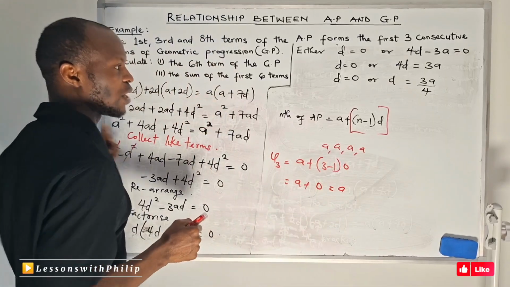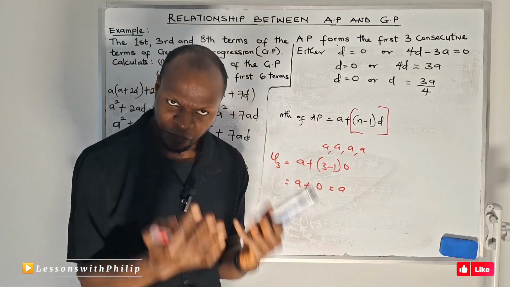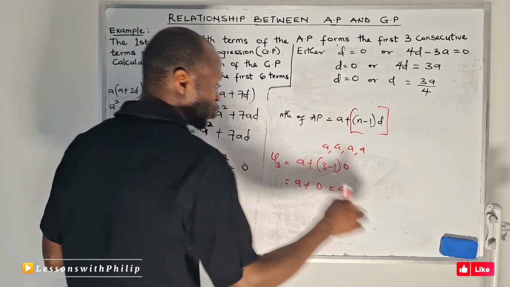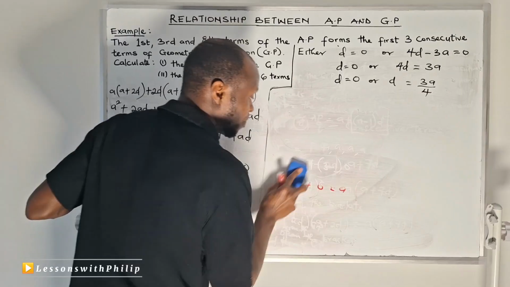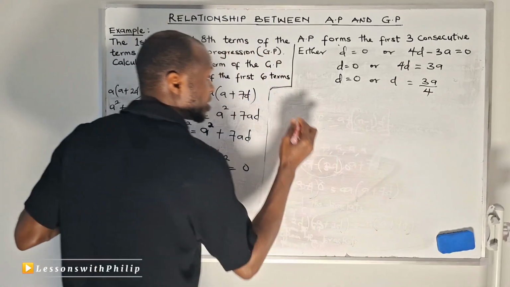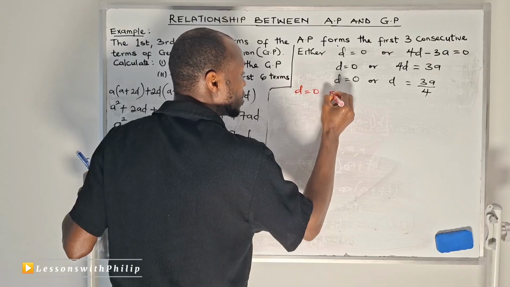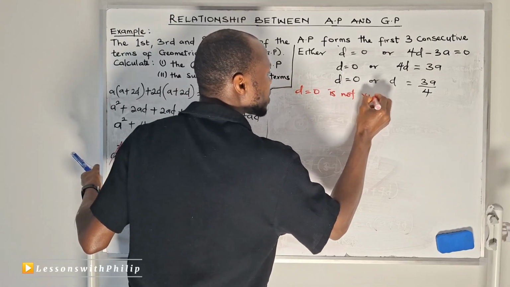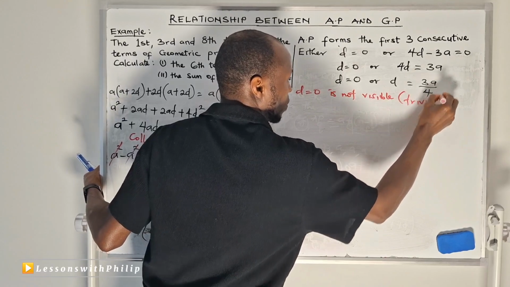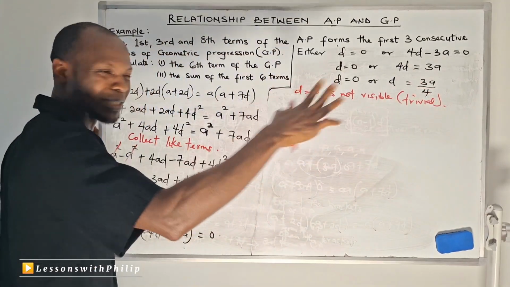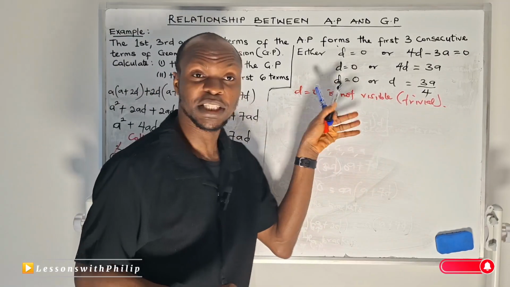Now this shows that your first term is A and your third term is also A, which is not feasible. So D equals 0 is not feasible. We say it is trivial. In mathematics, we say it is trivial. What I've just explained tells you that your D should not be 0.